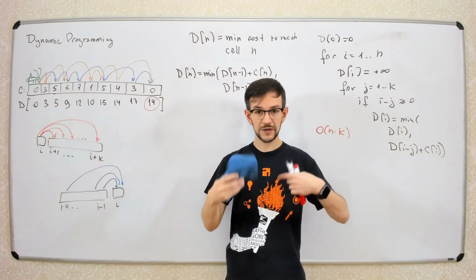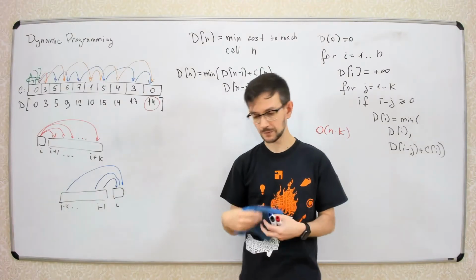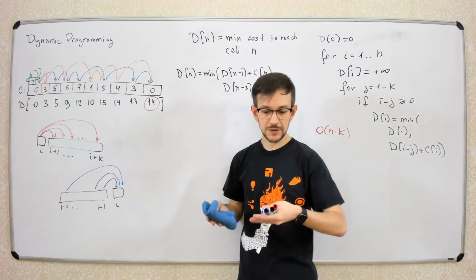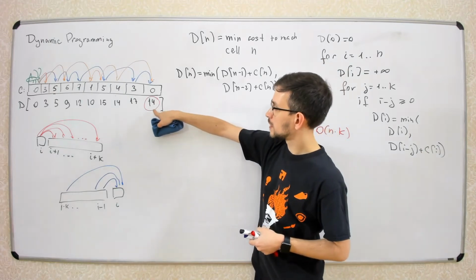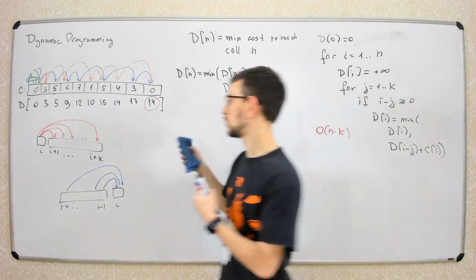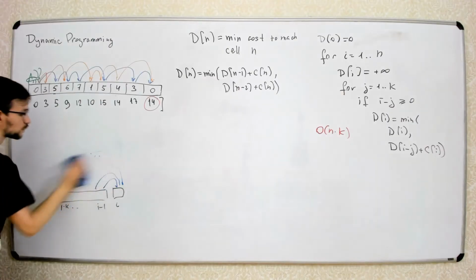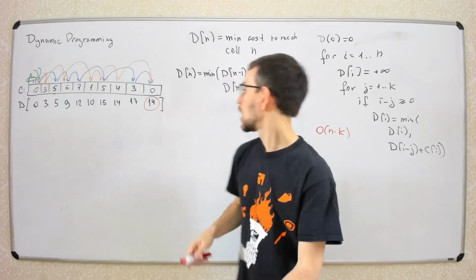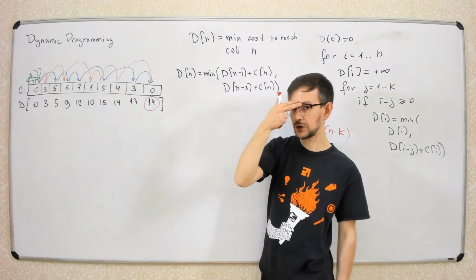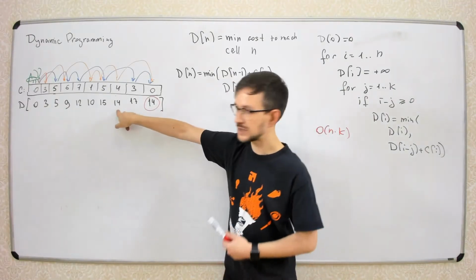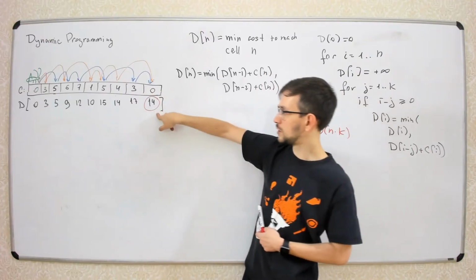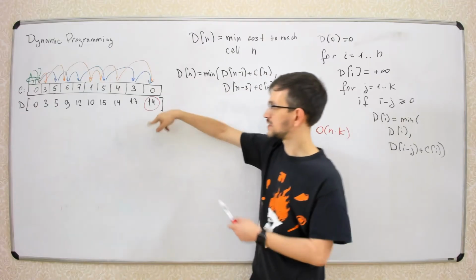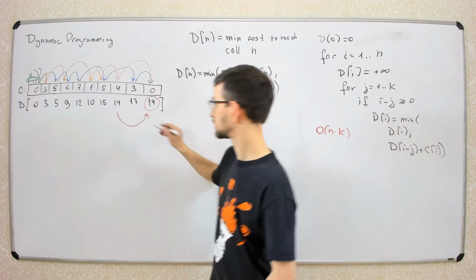So how to calculate the path when you calculated these values? Pretty easy. Let's see. We want to get here spending 14 coins. So how can we do it? How did we get here spending 14 coins? We jumped from this cell to here. So we spent 14 coins to get here and then made this jump. So the last jump was this.